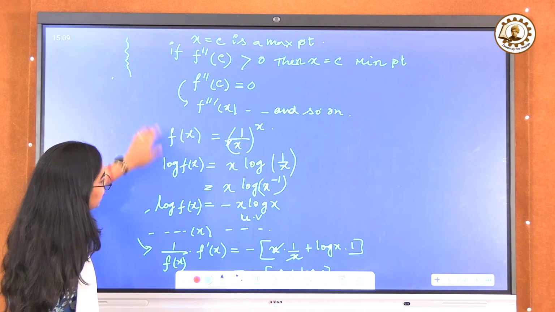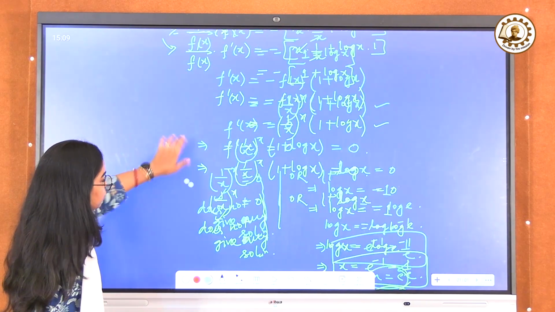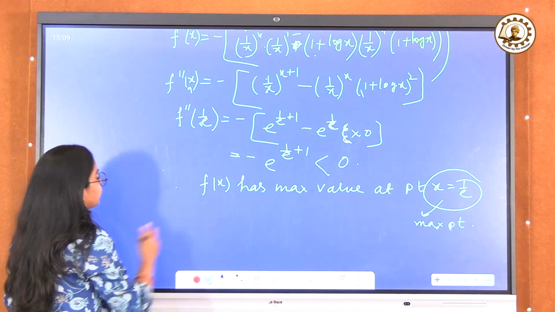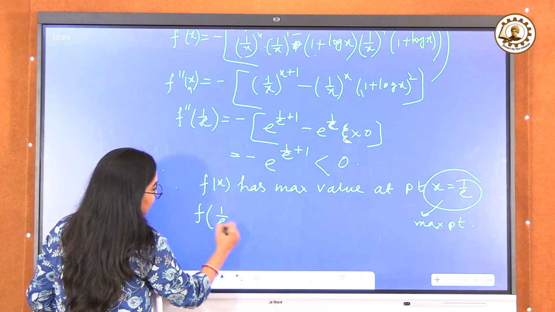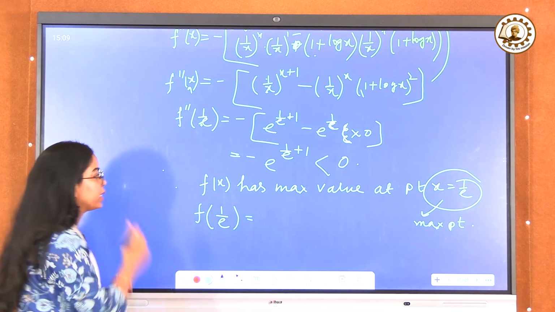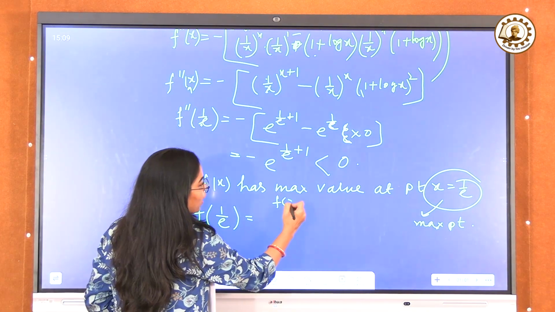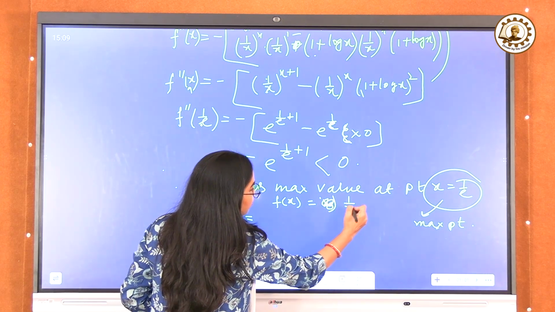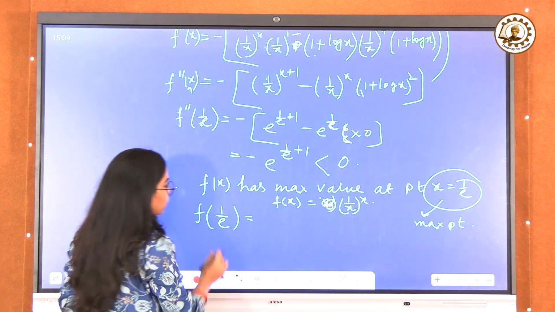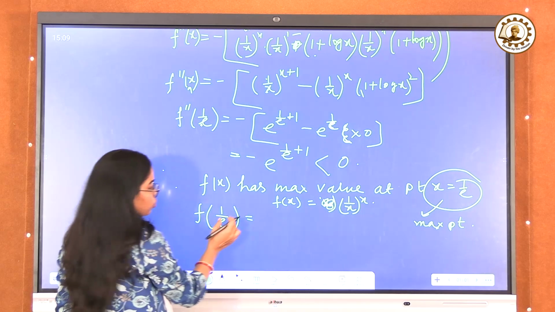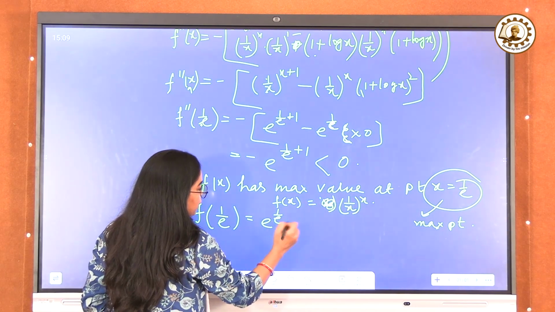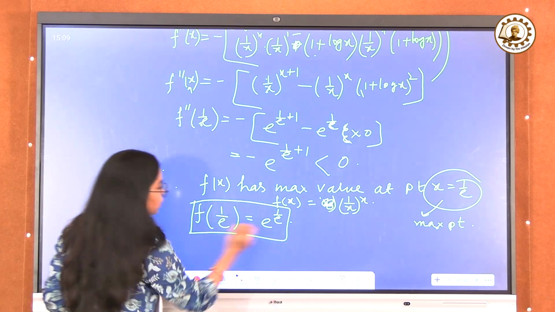So lastly we put the maximum point in our function fx, that is f of 1 by e, and the function fx was 1 by x to the power x. So now in place of x we put 1 by e, so 1 by x will be e, giving e to the power 1 by e. So this completes the proof.